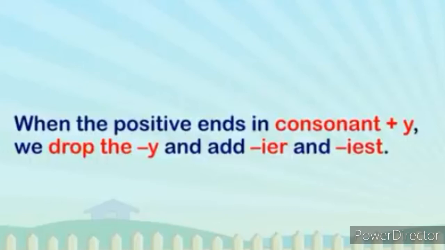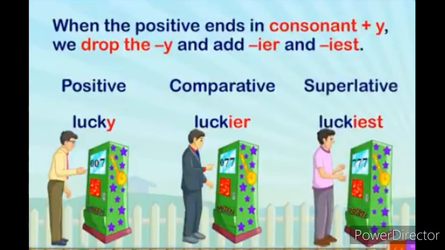When the positive ends in consonant plus Y, we drop the Y and add IER and IEST. For example, lucky, luckier, luckiest. So, Y is dropped and IER is added in comparative and IEST is added in superlative. Let's see some more comparatives and superlatives formed with IER and IEST.